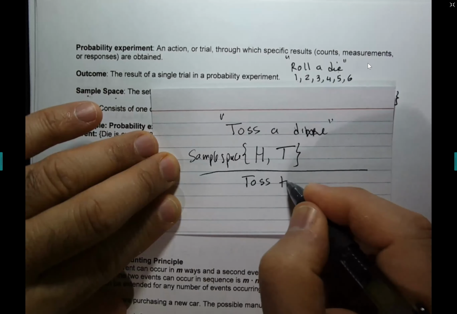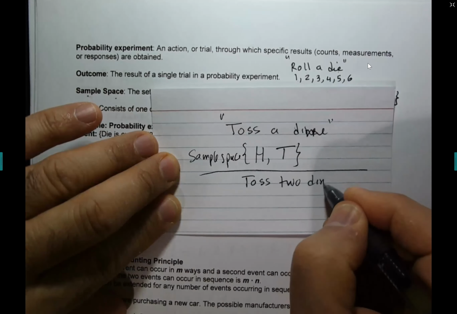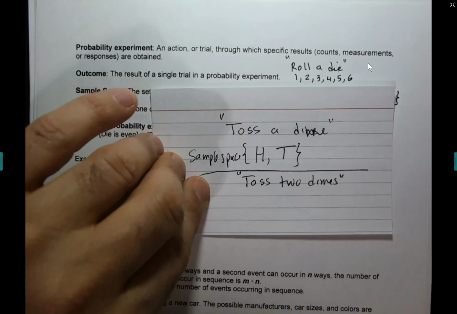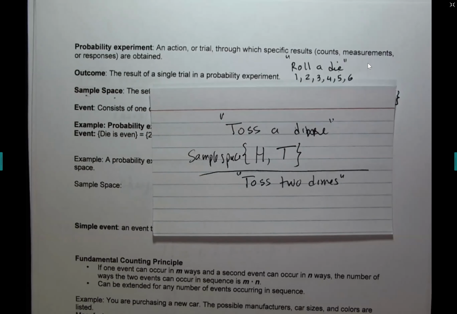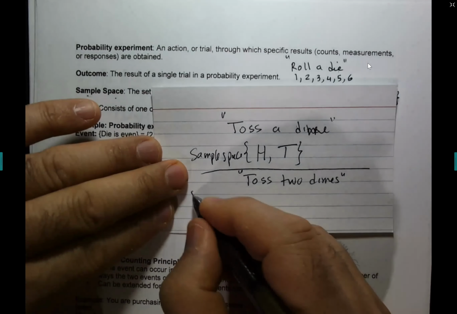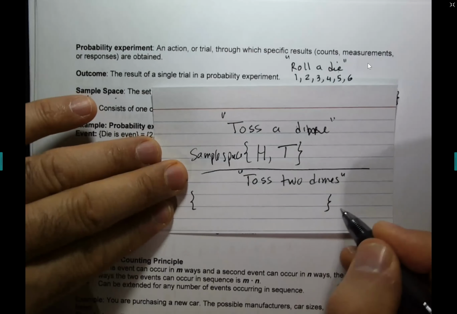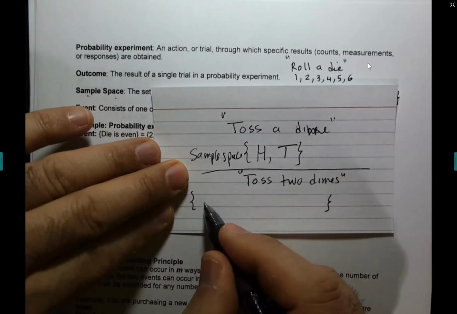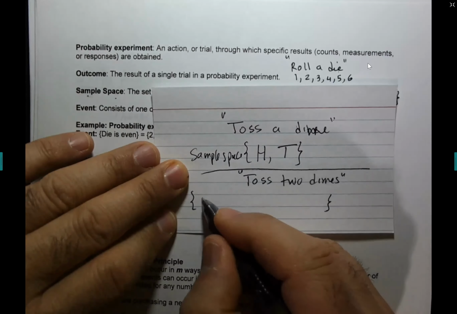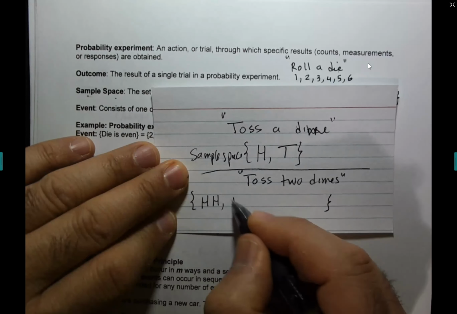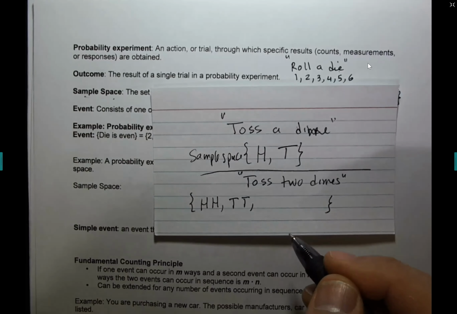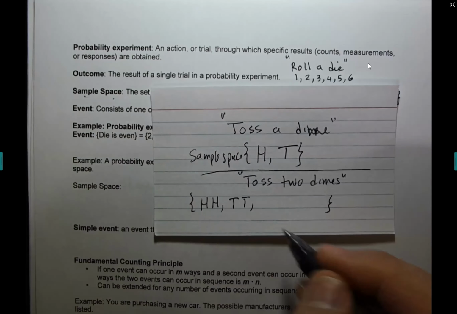We're gonna toss 2 dimes at the same time. I'd like you to help me list all the outcomes that you could see. What could we get when we toss 2 dimes? Let's do it together. Head, head, tail, tail. Yeah, head, head, tail, tail. What else? There are 2 more. Head, head. We did it already.